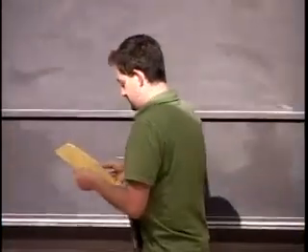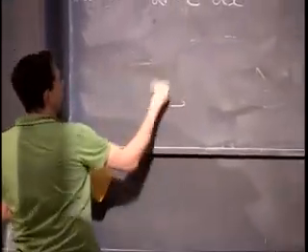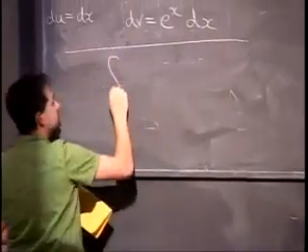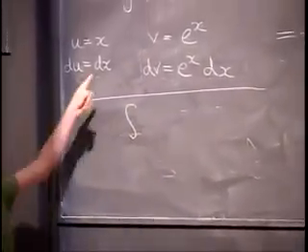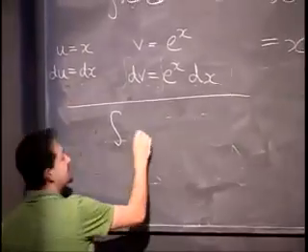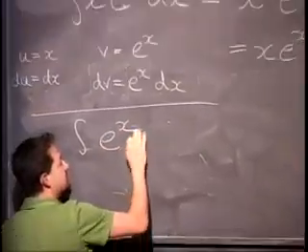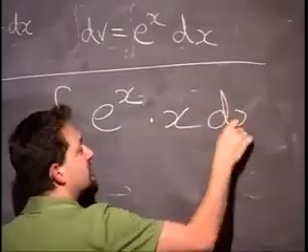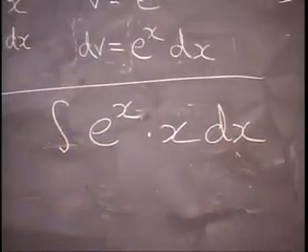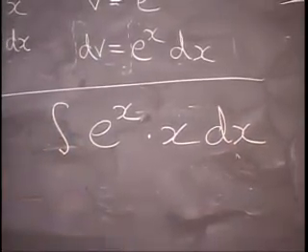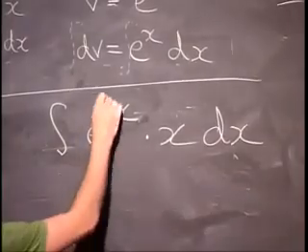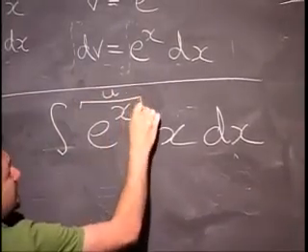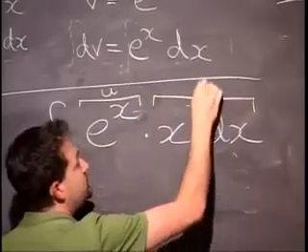Now, let me give you another example. Let's try this one. Actually, before I do the other example, let's go back to this one. Suppose I had written it out like this, e to the x times x dx. Suppose I gave it to you like that. You might say, oh, well, I'm going to integrate it by parts. Let's let this be u, and let the x dx be dv.